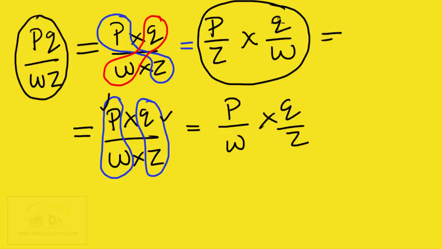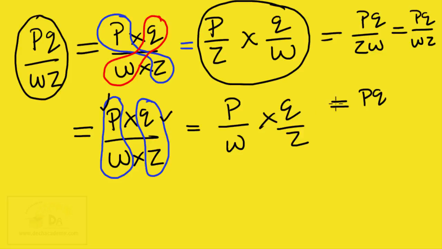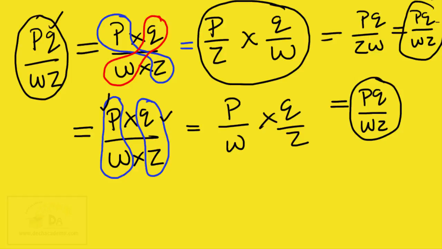Again, if you simplify this, you get PQ over ZW, which is the same thing as PQ over WZ, because ZW is Z times W, which is the same thing as W times Z. Again, PQ, P times Q is PQ, W times Z is WZ. And you can see that this is the same as the original fraction. Same here. This term is the same as the original fraction.